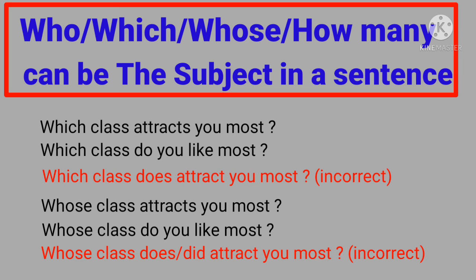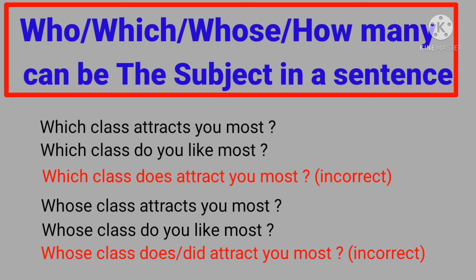Okay, so we can use whose, which and how many as a subject in the sentence, and we can also use them as an object, but the structure would be different. If we use them as a subject, the affirmative structure is used to form the question. If we use them as an object, we use the question structure to form the question, and that structure is question word, helping verb, subject, main verb, and other words.